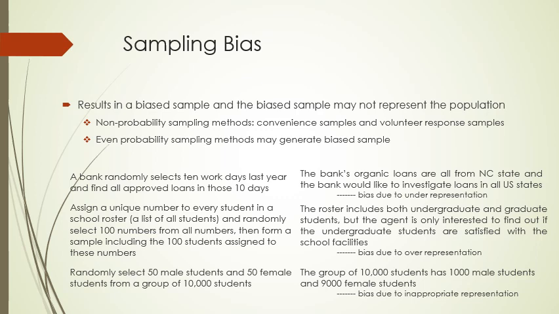Most often, the sampling bias is generated by non-probability samples such as convenience samples and volunteer response samples. But from these examples, we learn we may still have the sampling bias even if we use probability sampling methods if the sample is not a good representation of the population.